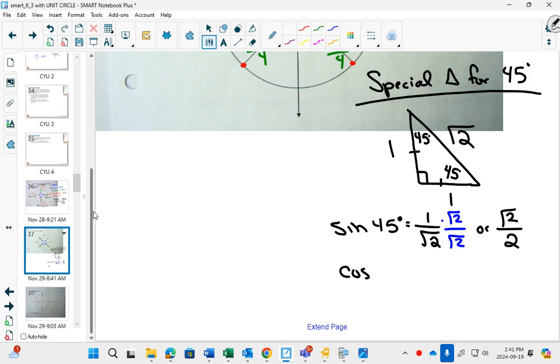Cos of 45, exactly the same. It'll be root 2 over 2 or 1 over root 2. Because cos is adjacent over hypotenuse. So if I take the 45 degrees, use the adjacent side and the hypotenuse, I'd get 1 over root 2.